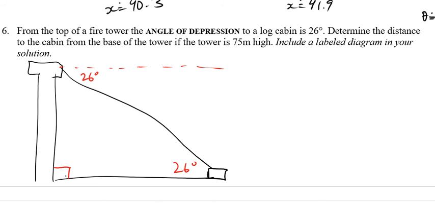Determine the distance to the cabin from the base of the tower if the tower is 75 meters high. So 75 meters, and the triangle ends up looking like this. 26, 75, and x. And then I would just set it up like the last ones and solve it. Any questions?